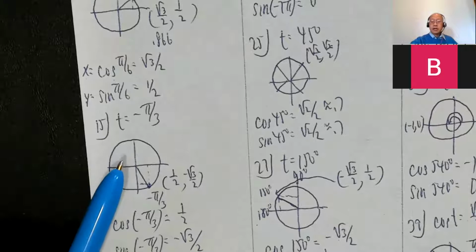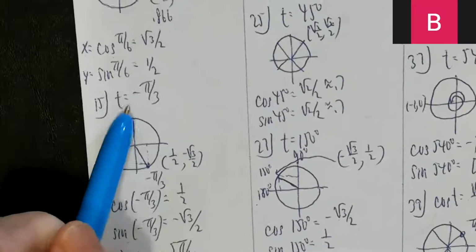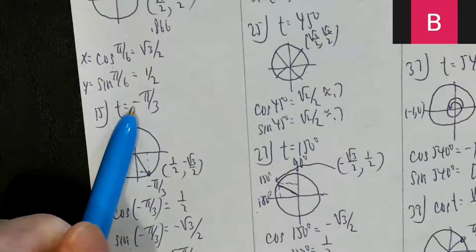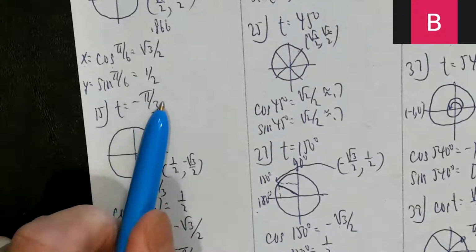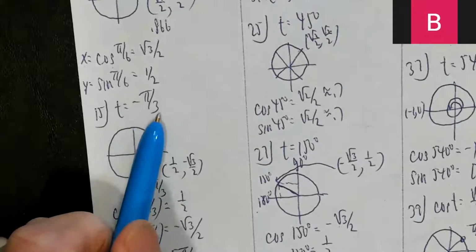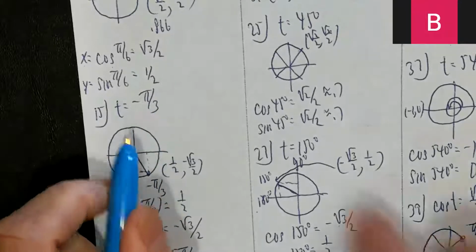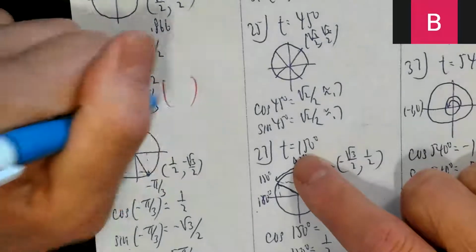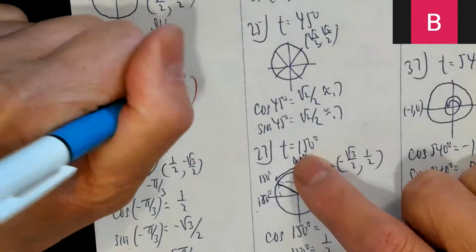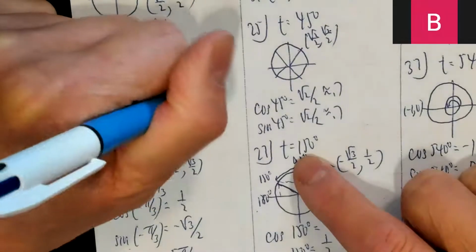How about 15? Negative pi over 3. That is negative 60 degrees. It is good if you can start memorizing the key angles, but if not, you can always use the conversion factor, multiplying by 180 over pi or pi over 180, as the case may be. For this one, let me write it in. You would want to cancel the pi, so 180 degrees over pi radians, the pi's cancel out, so negative 60 degrees.